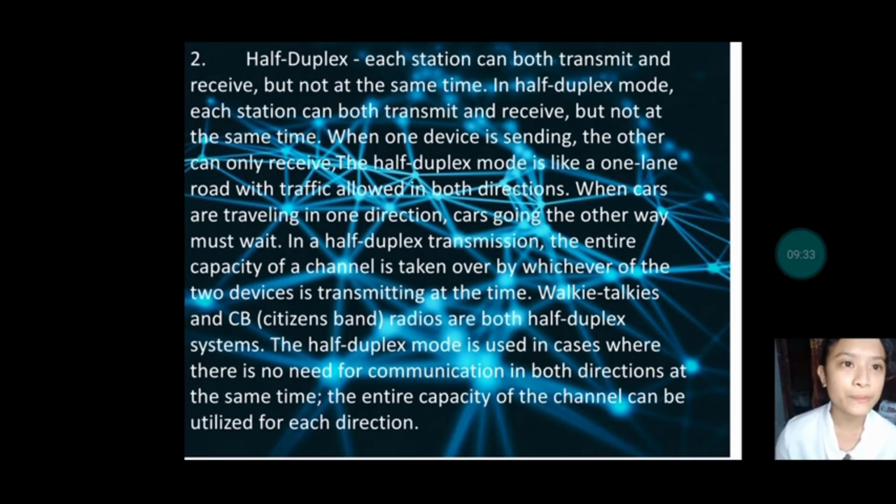The half-duplex mode is like a one-lane road with traffic allowed in both directions. When cars are traveling in one direction, cars going the other way must wait. In a half-duplex transmission, the entire capacity of the channel is taken over by whichever of the two devices is transmitting at the time. Walkie-talkies and CB or citizens band radio are both half-duplex systems.